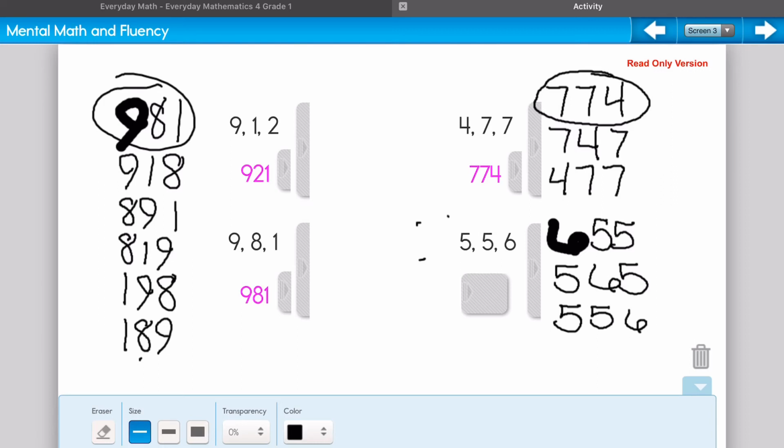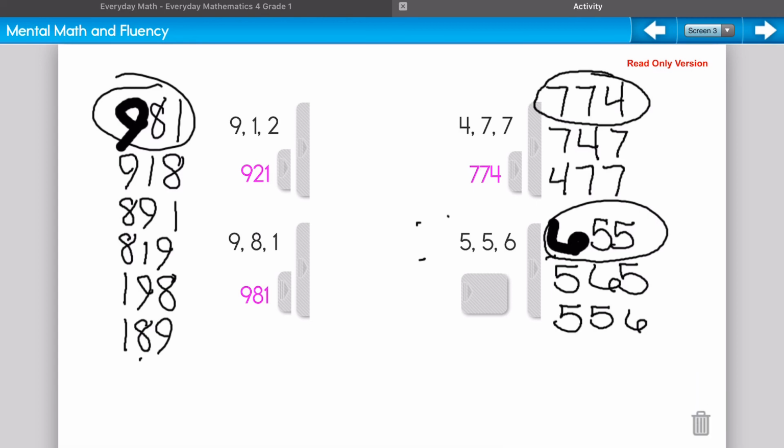Remember, when I had 3 different digits, I got 6 numbers I could make. When I only had 2 different digits, I could only make 3. So here again, I only have 2 different digits. I can only make 3 numbers. And I see that 655 is my largest number, not just because I used the big marker, but because 600 is greater than anything else. And that is our warm-up for lesson 9.5.